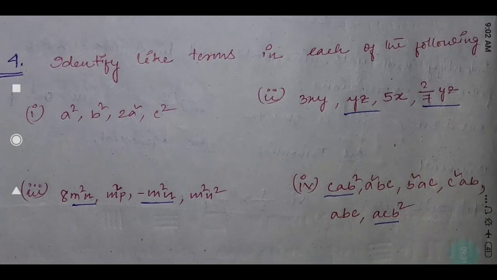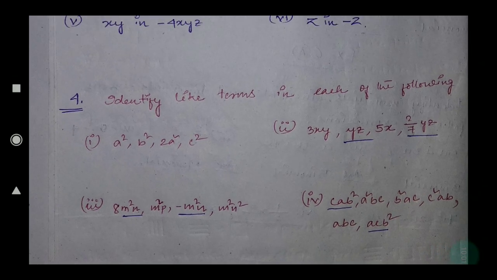Similarly, question 2: 3xy, yz, 5x, 2 by 7 yz. You have to check only the literal factors. That means you have to check only the alphabets, whether they are the same or not. 3xy: is any xy term there in that? No. yz: is any yz term there? Yes, one is yz, another one is 2 by 7 yz. So these two will be like terms. Similarly, you have to do questions 3 and 4.